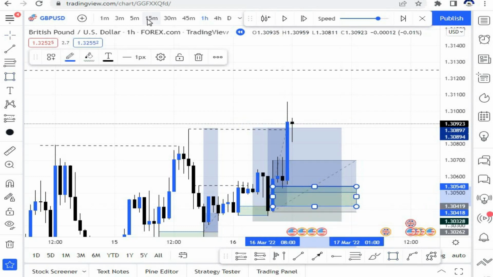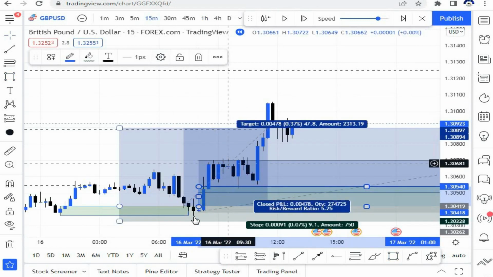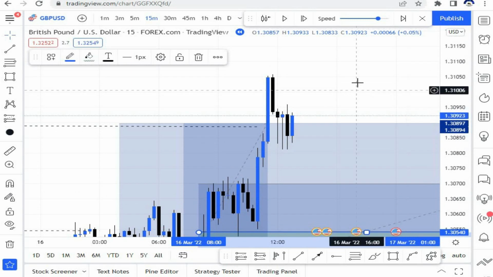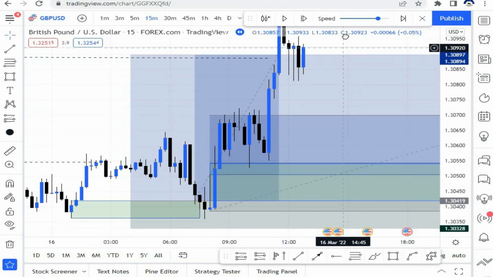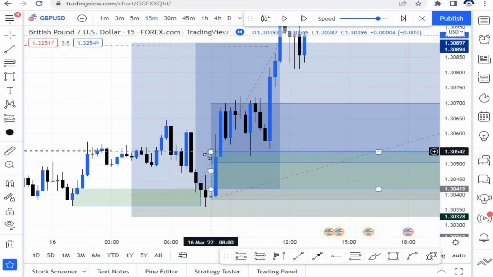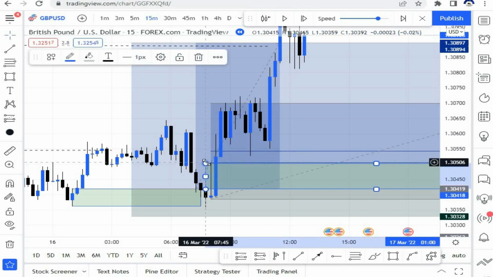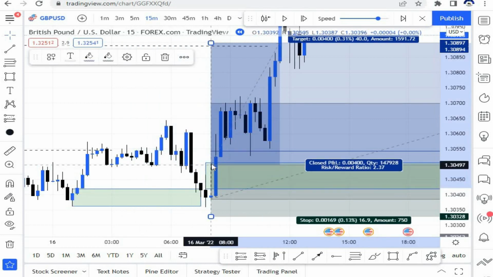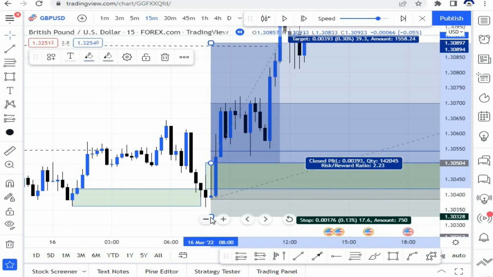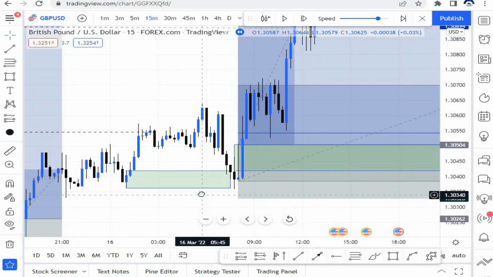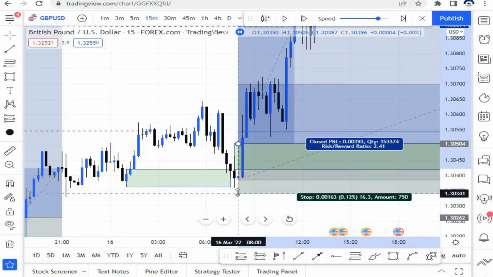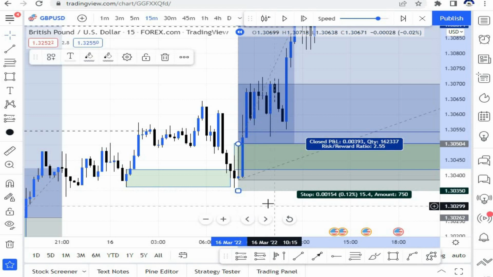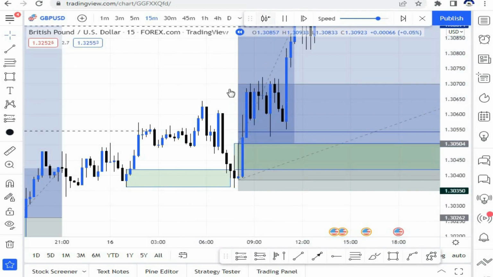And me, I use my 15 minutes for my entries, so it was still the same thing. We're going to use the last candlestick, meaning we're going to use this one right here, and our entries were going to be here. And as always, I use 15 pips as my SL, something like this, as you can see. So now let's see what the price will give us.